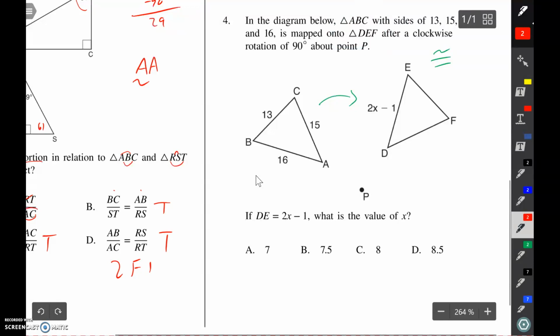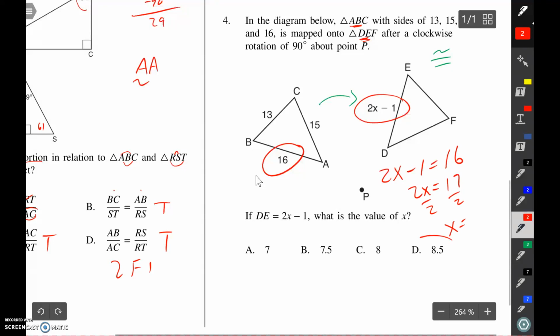So DE is the first two letters here, so that means it matches with AB. AB is 16, so that means that this equals 16. So 2x plus 1 equals 16. A little bit of basic algebra. Subtract 1 to get 15, divide by 2. Now 15 is not an even number, so you're going to get a decimal. It's going to work out to be 7.5.